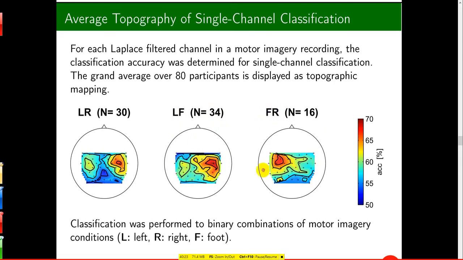And how about this? Foot and right hand movement, binary classification task. You take each individual channel, run your classifier and estimate its accuracy. Looks like this channel, only a single channel, which is located here, C5, carries good information.